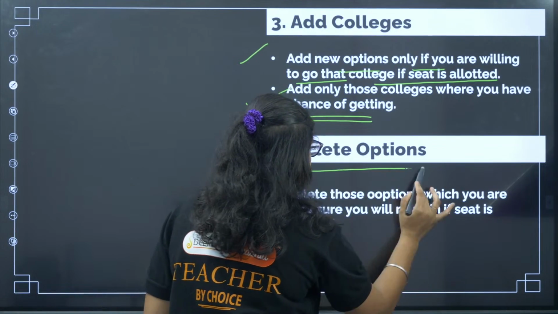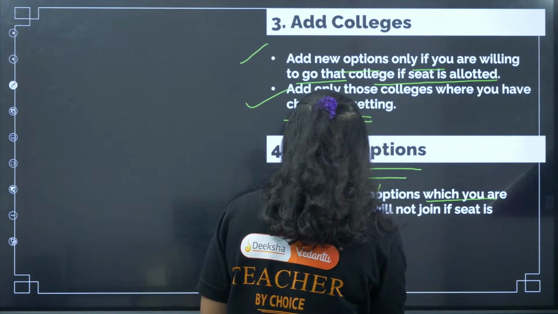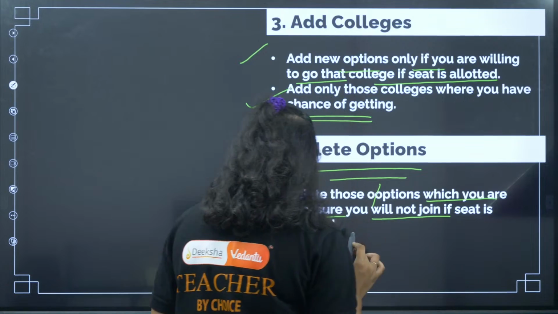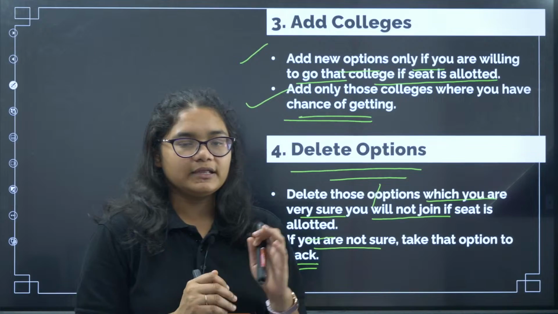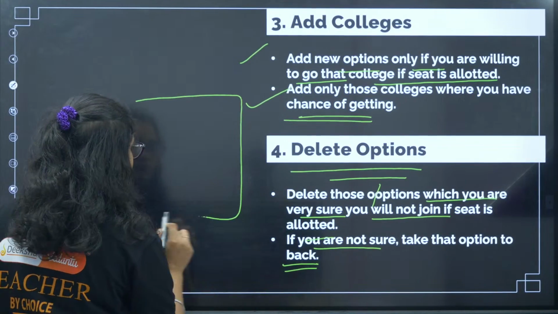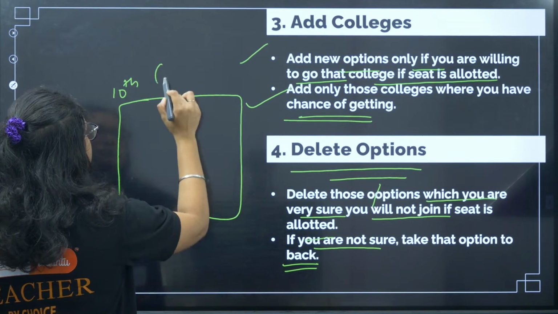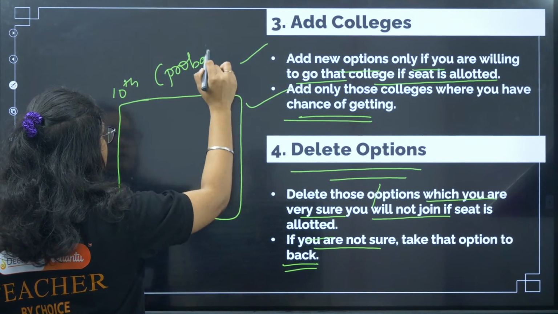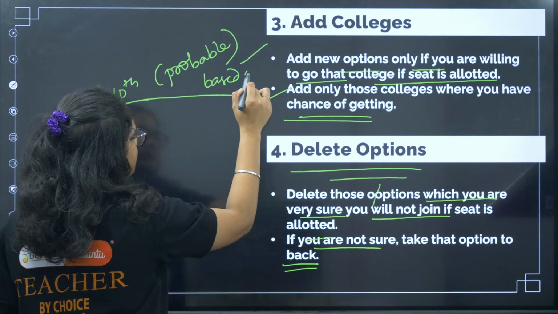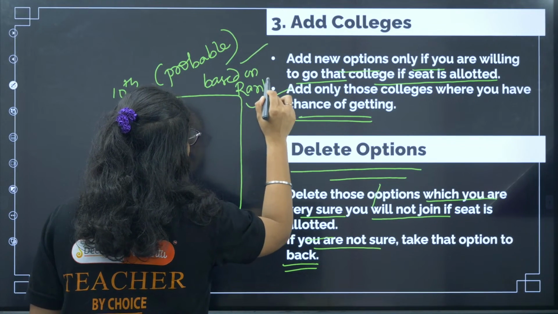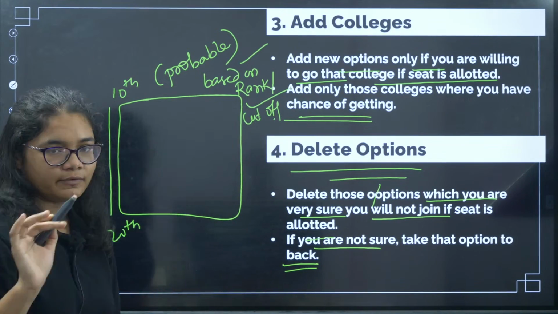The third point, next, is delete the options. Delete those options which you are very sure you will not join if the seat is allotted, and if you are not sure, take the option down. Suppose you have this 10th to 20th list, right? The 10th college to 20th college, these are the options where you have a chance of getting, the probable colleges. How do you have the chance of getting? Based on your rank and last year's cutoff if you compare. So based on that, there are 10 colleges you have selected where you will be getting.